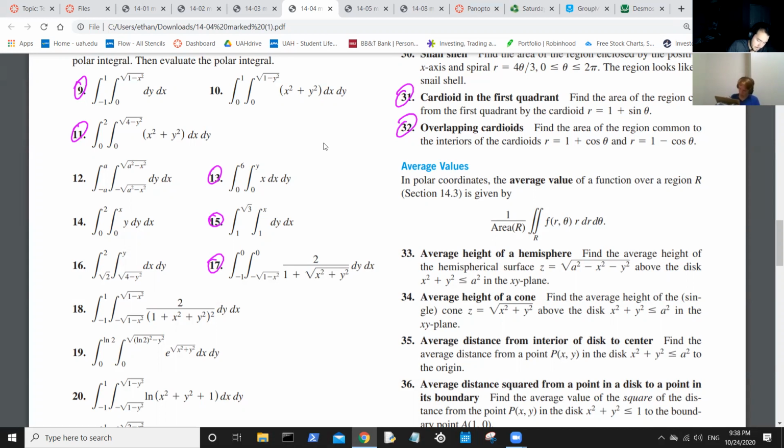Okay, so there's that. And now our integration bounds. The outside one, in theta, is actually easier to get. So for the outside, we look at our Cartesian graph, and then we graph it.